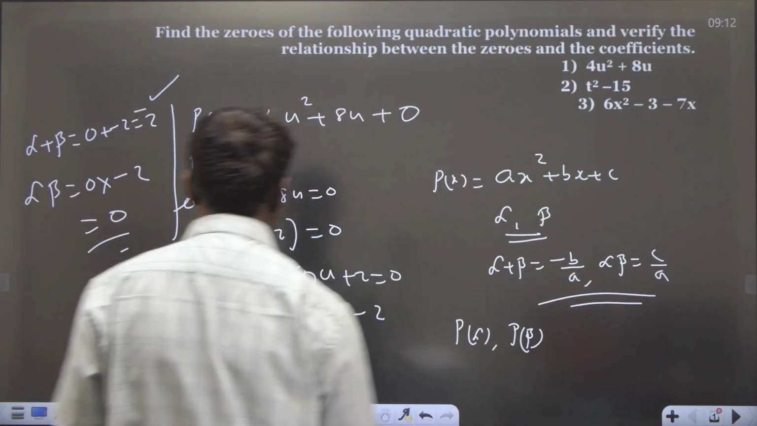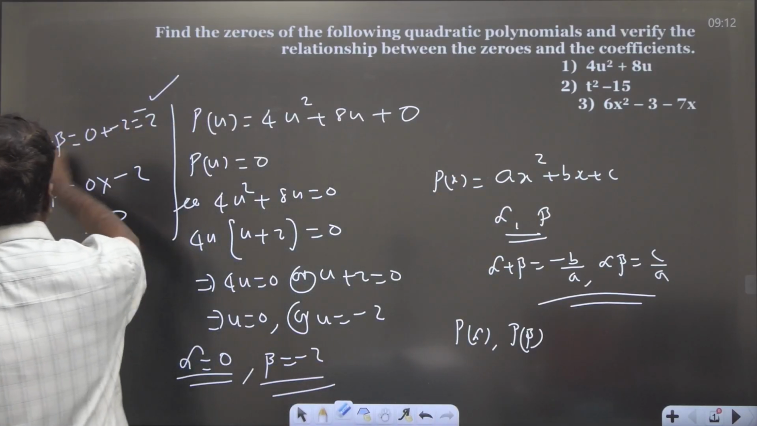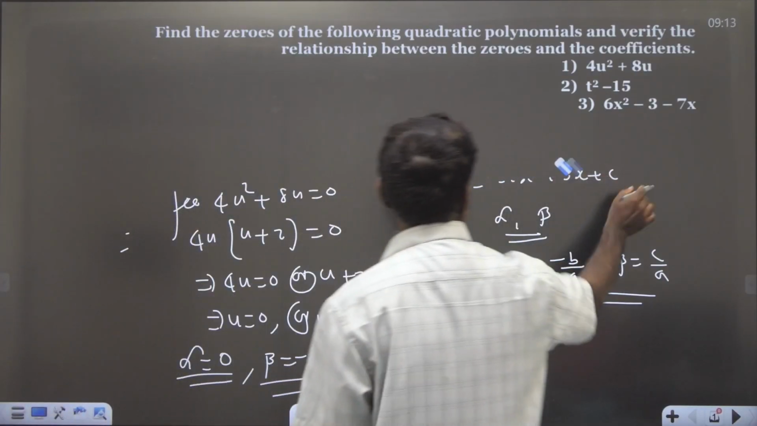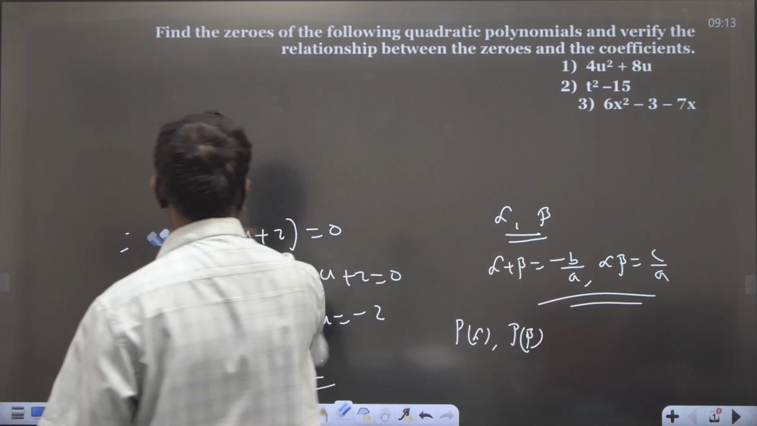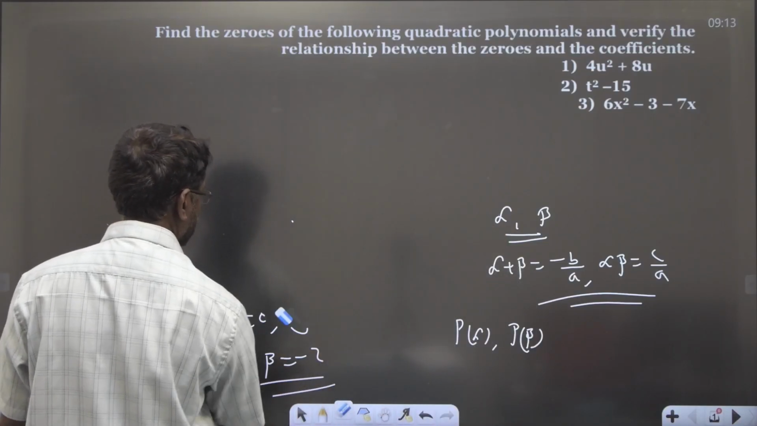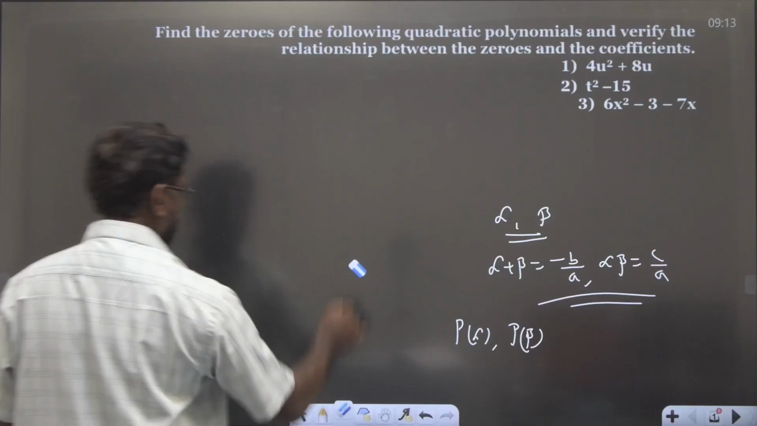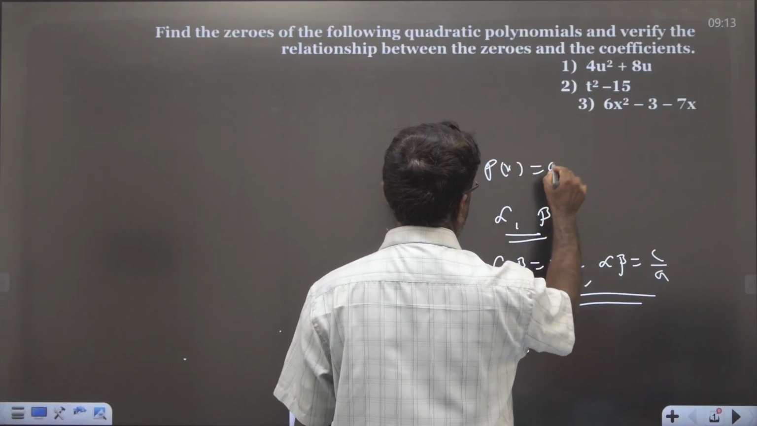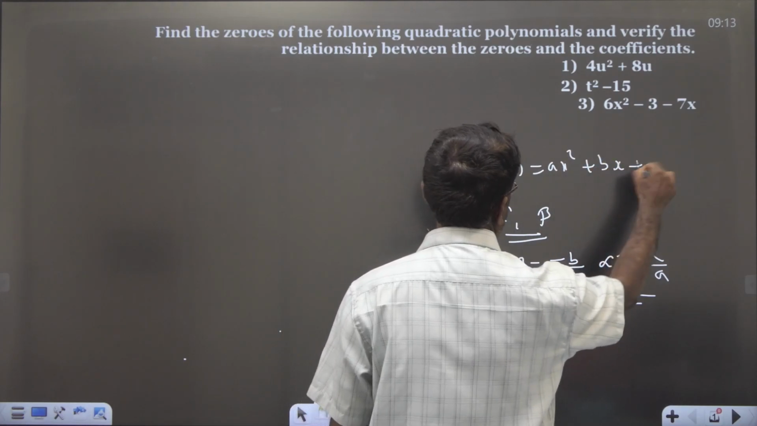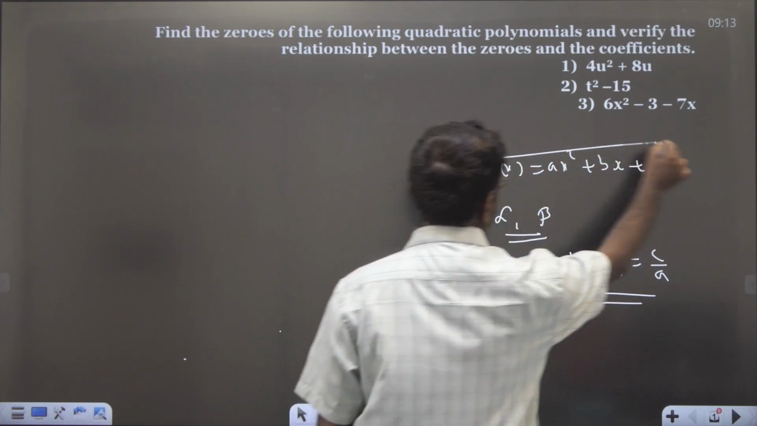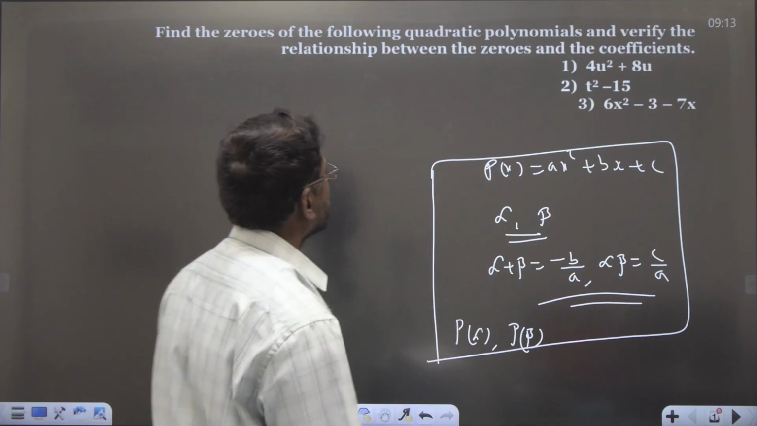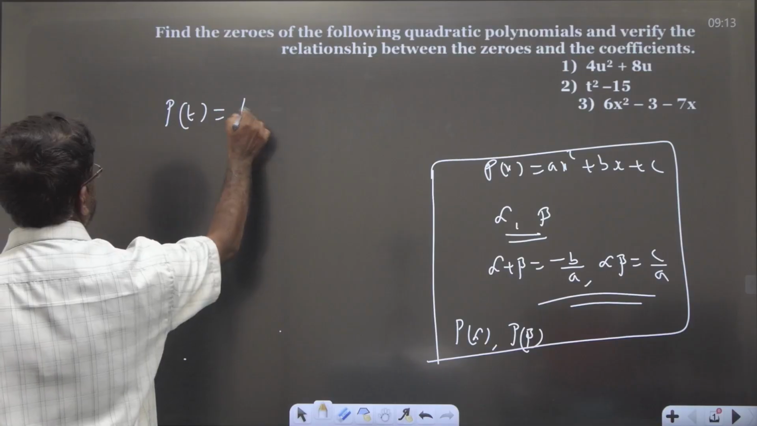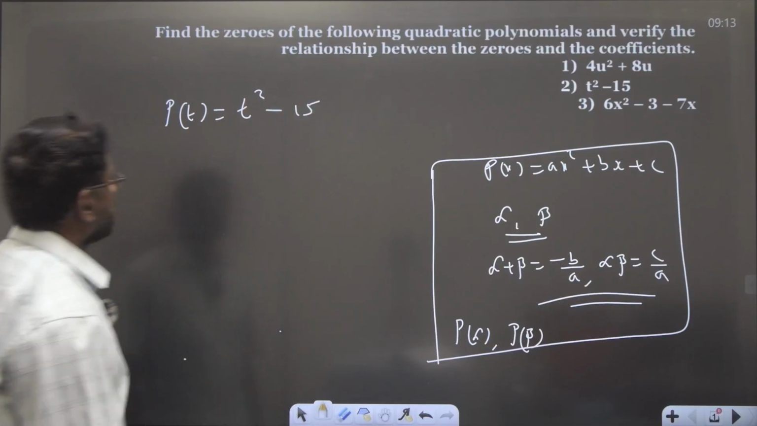Look here. This is the fundamental result: P of x is equal to ax square plus bx plus c. This is the theory part of this section. Okay. And our next question is P of t, that is t square minus 15.